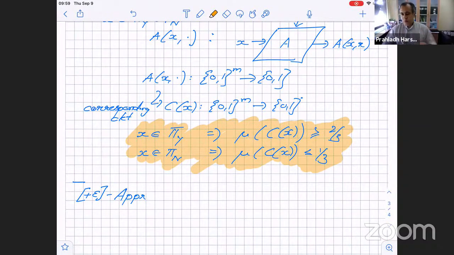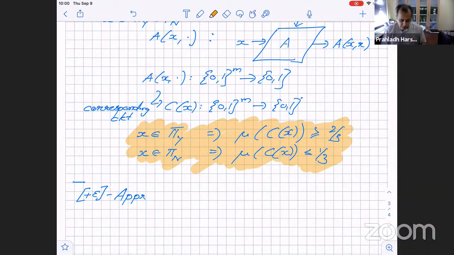Given an input X, you can look at this algorithm A and come up with this AX, and hence you can come up with the circuit CX. What you need to determine is: is mu of CX greater than 2/3, or mu of CX less than 1/3? If you can tell which of these two cases it is in, you know if X is a yes instance or no instance. You need not run the randomized algorithm to do it. You use the algorithm to construct C of X, and then you ask, is mu of C of X greater than 2/3 or less than 1/3? If you can do it in a different way without tossing random coins, that solves the problem of the BPP for us.